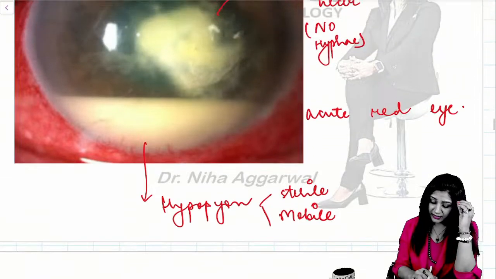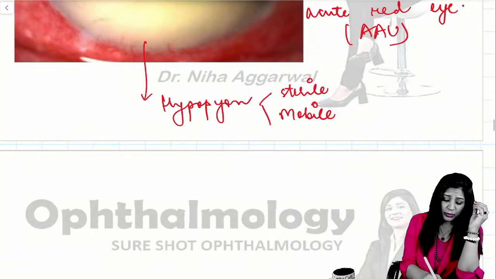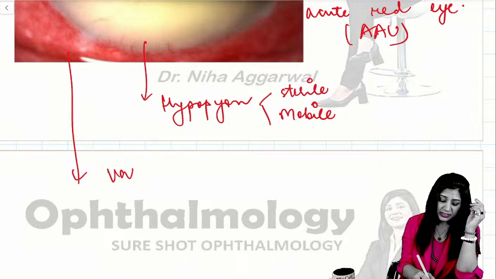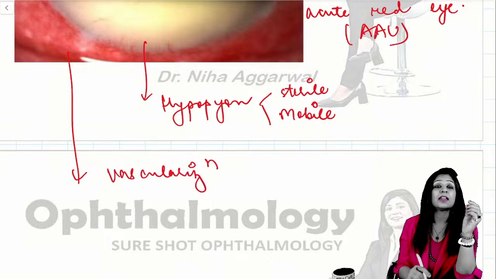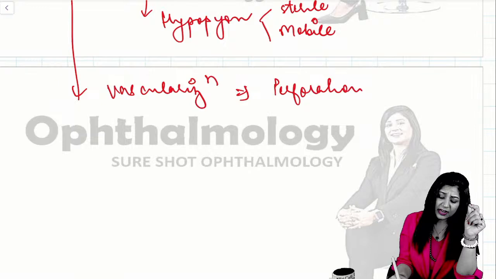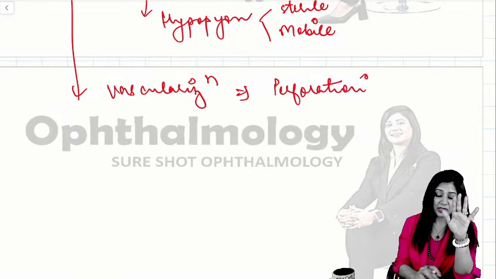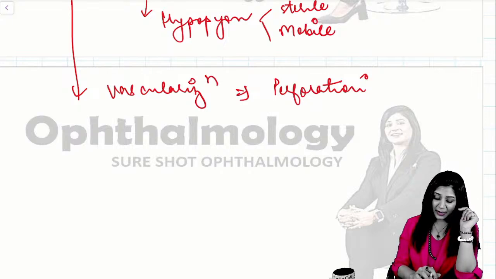You have acute red eye because of the acute anterior uveitis. You can see a lot of redness. So this is the vascularization. Very, very typical vascularization is there. And because we have vascularization, we will also have perforation. So I have written so few words, and each word is important. If you are having any of these words, it is actually bacterial keratitis.